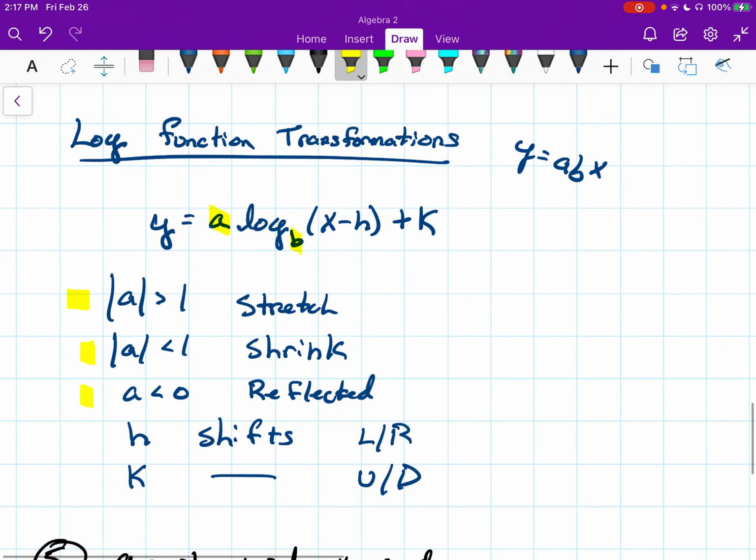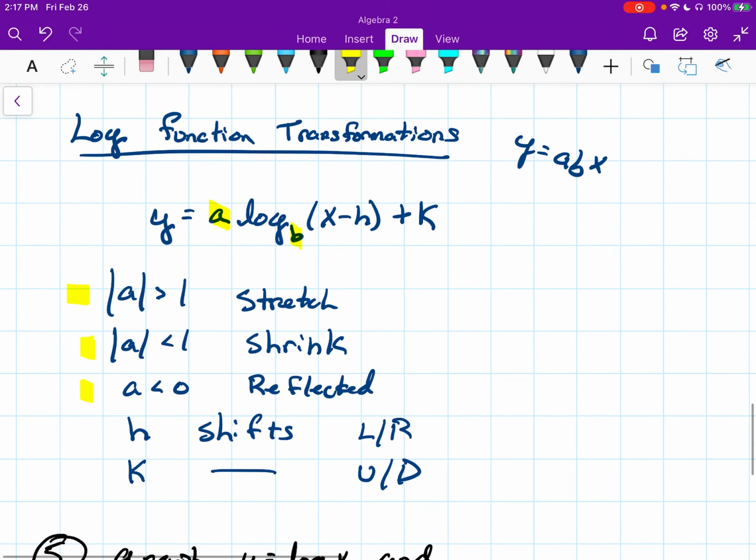Now, while I think it's good to know these things, and I think it's good to be able to see how they transform, I'm not going to ask you to graph logs by hand. I will always make sure that you have a graphing calculator for any kind of tests, or that you have an app on your phone that you're able to use on homework and things like that.